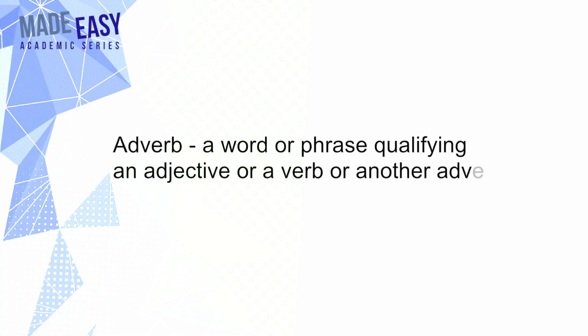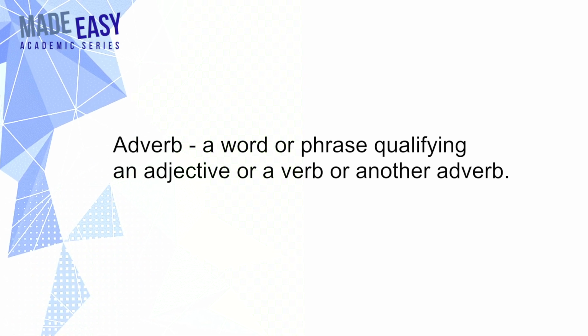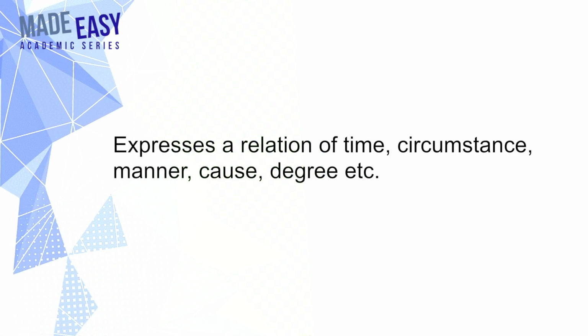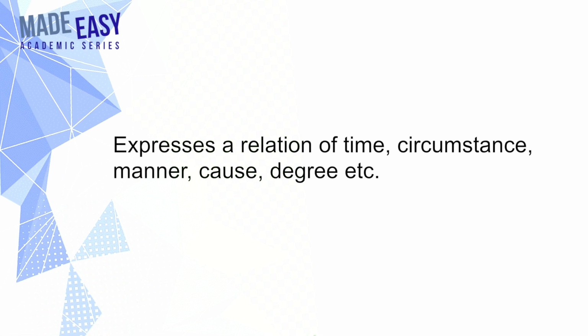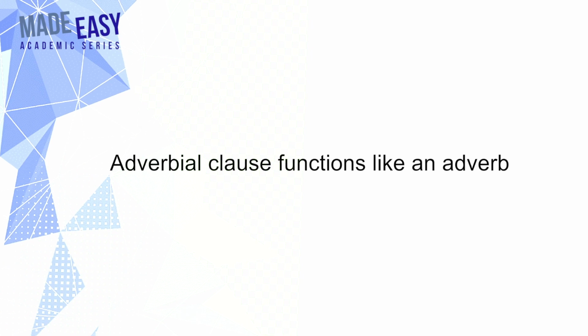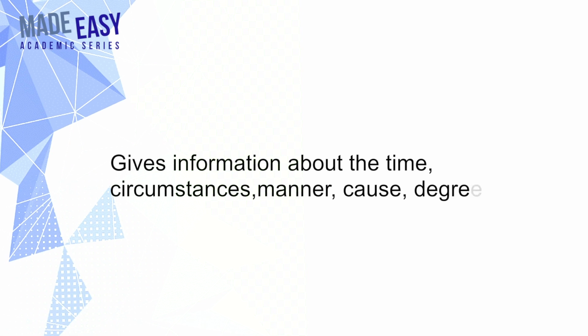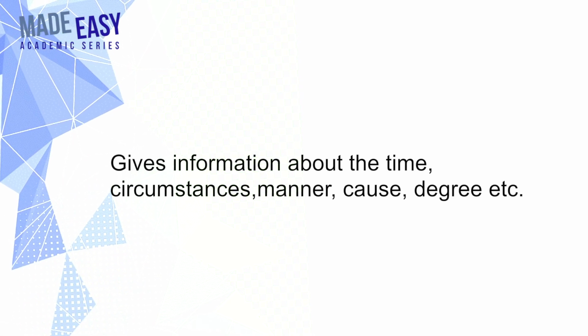Chapter 4 is the adverb clause. Recollecting what an adverb is: an adverb is a word or phrase that qualifies a verb or an adjective or another adverb as such. It expresses the relation of time, circumstance, manner, cause, etc. And an adverbial clause, as the name goes, functions like an adverb, which means it gives information about time, manner, reason, etc. Now over to the examples.